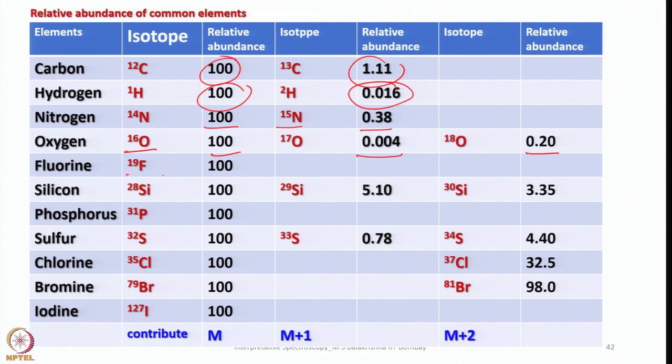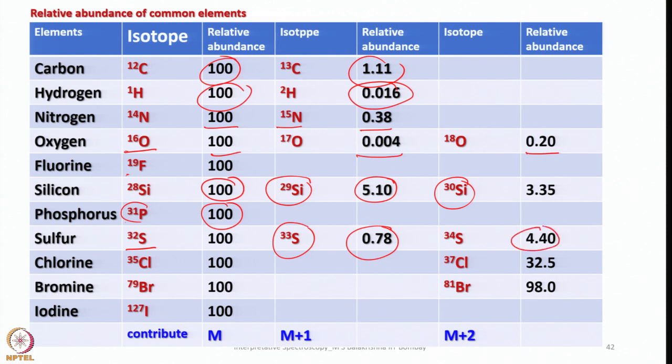In case of fluorine, we have only one isotope, 19F, that's 100% abundant. In case of silicon, again, we have three isotopes, 28 silicon, relative abundance is 100%, 29 silicon, 5.10, and then 30 silicon, 3.35. In case of phosphorus, only isotope is 31P, which is 100%. And in case of sulfur, again, we have three isotopes, 32 sulfur, 100%, and 33 sulfur, 0.78, and then 34S, 4.40. And in case of chlorine, we have 35 chlorine, 100%, and 37 chlorine, 32.5%. And in case of bromine, we have 79 bromine, 100%, and 81 bromine, we have 98%. And then in case of 127 iodine, we have only one, which is 100%.